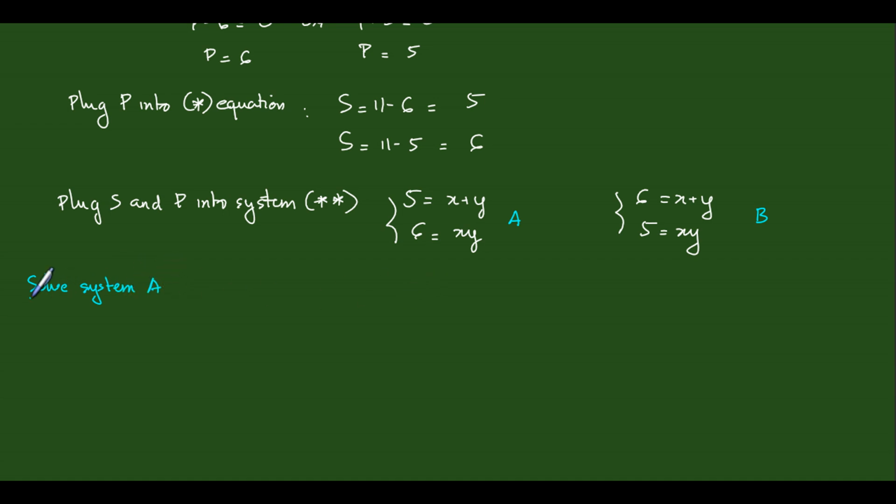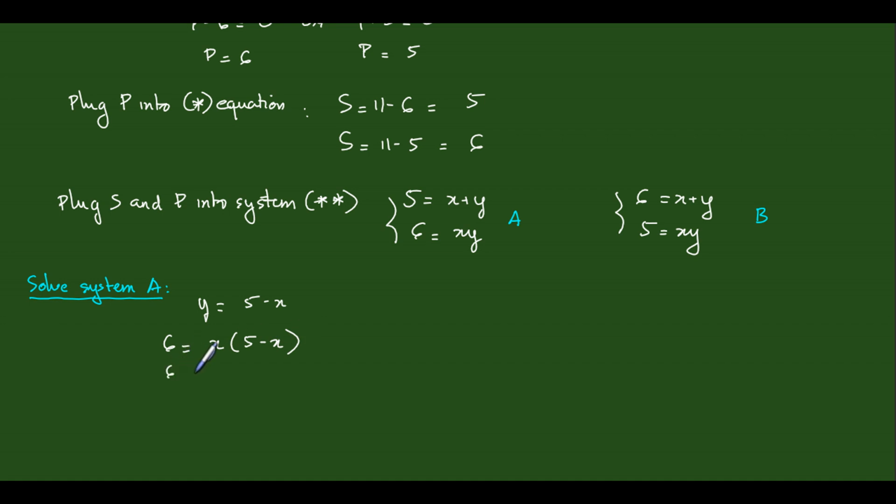Okay, let's solve system A first. System A is very easy to solve. You can use the substitution method, right? So you can get y equal to 5 minus x. Then you plug y into here, so you will have 6 equal x times (5 minus x).